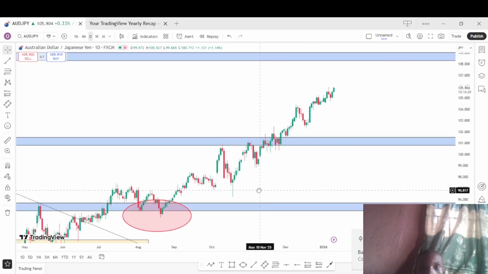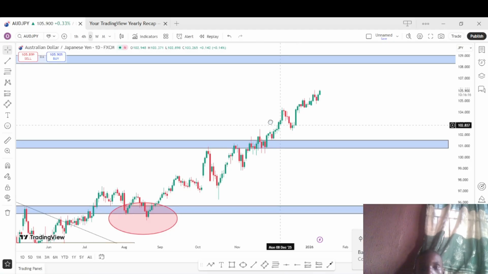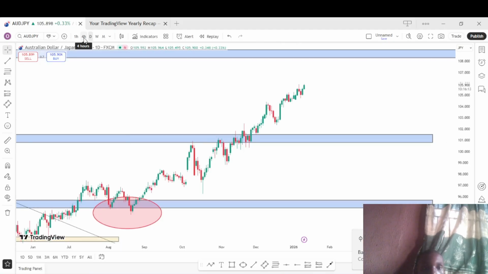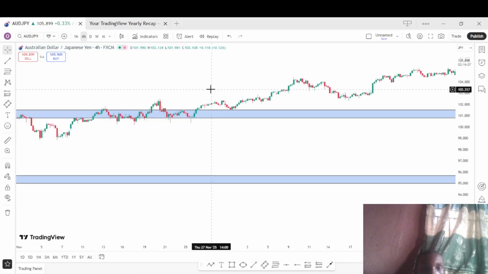What do we do? At this point we then come down to our 4-hour. This is where we place our entry criteria. Should we check up here? Okay, I don't want the video to be long.